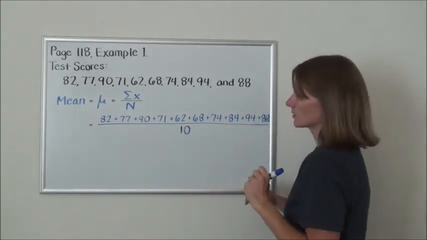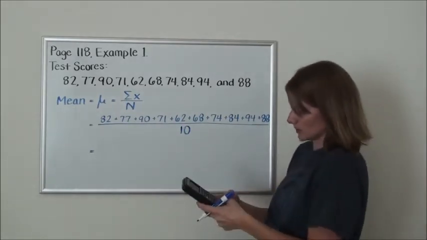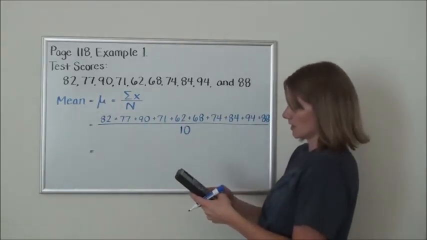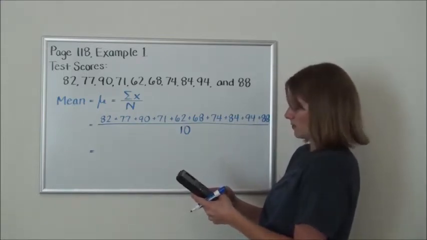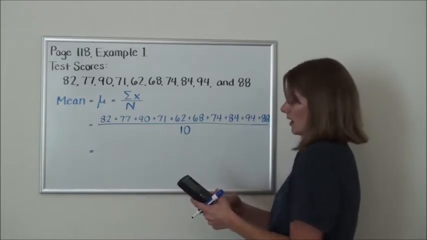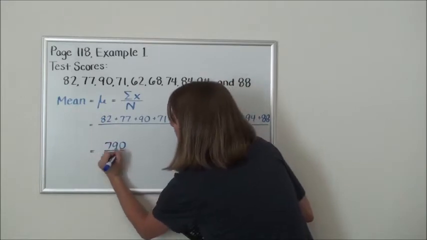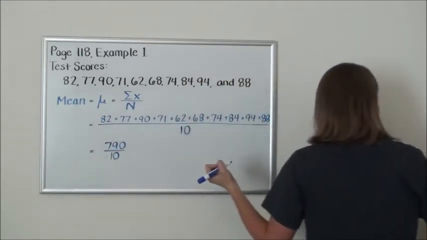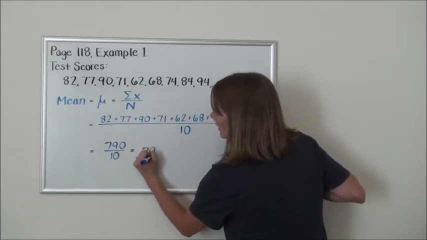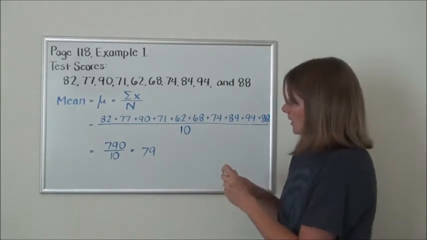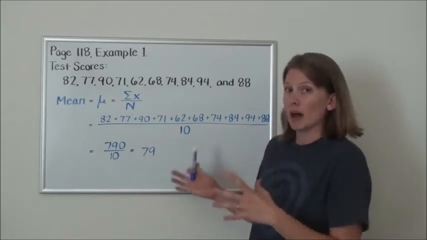There's 10 test scores. So I'm going to whip out my calculator here. I want to add up all these numbers. So I'm taking 82 plus 77 plus 90 plus 71 plus 62 plus 68 plus 74 plus 84 plus 94 and plus 88, and I get a sum of 790. And so I'm going to take that sum and divide it by 10, which gives me an average or a mean of 79. So this is, again, the average or the arithmetic mean of an entire population.